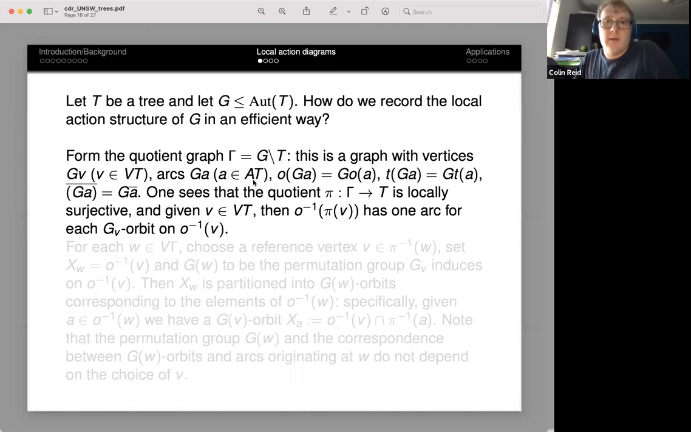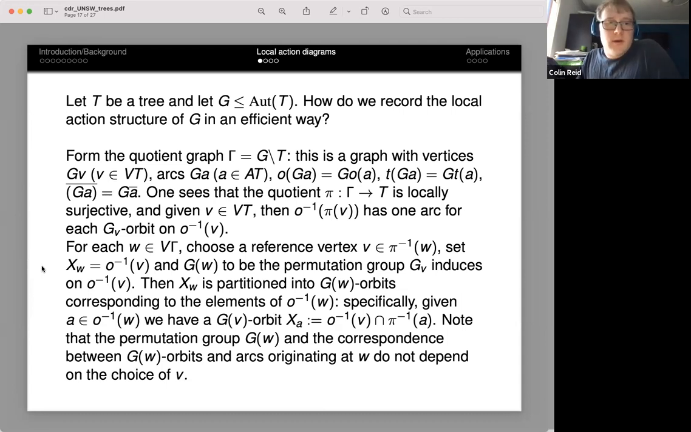And the consequence of this is that you can have loops in gamma where the loop is actually equal to its own reverse. That corresponds exactly to the case where in the original tree, you could flip the edge. So that's why we allow that, and Serre doesn't.